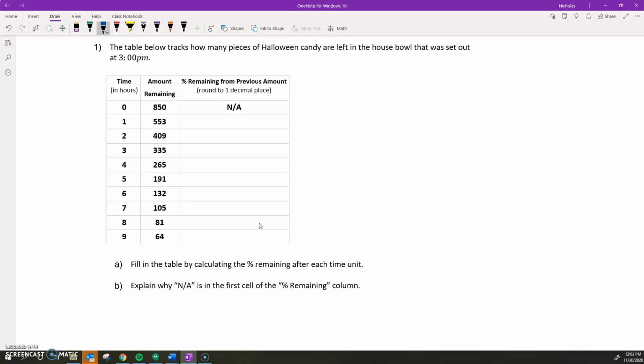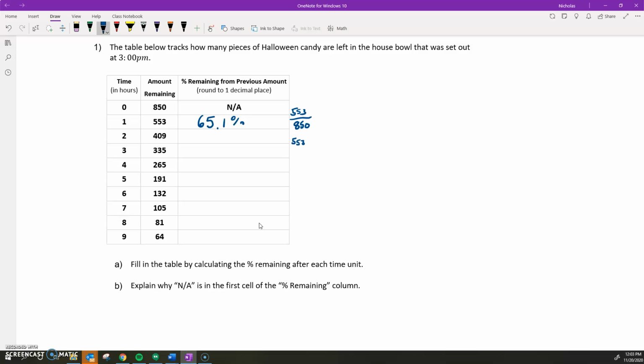So what we're going to do here is to find the percent remaining. There was 850 when we started. There's 553 pieces of the candy after the first hour. So 553 divided by 850 is 0.6505. And then I'll times by 100 and I get 65.06%. Let's just round to the nearest one decimal place. That's what it tells us. So 65.1%.